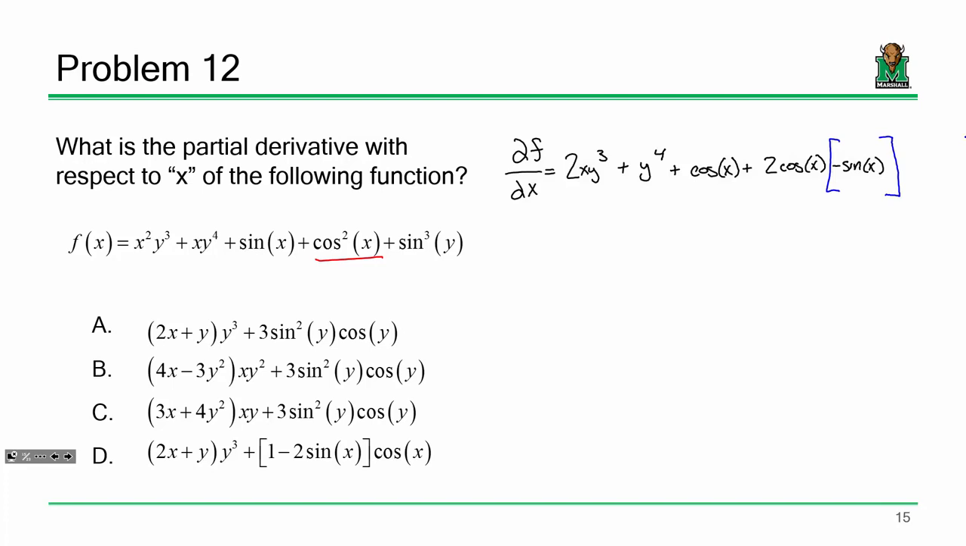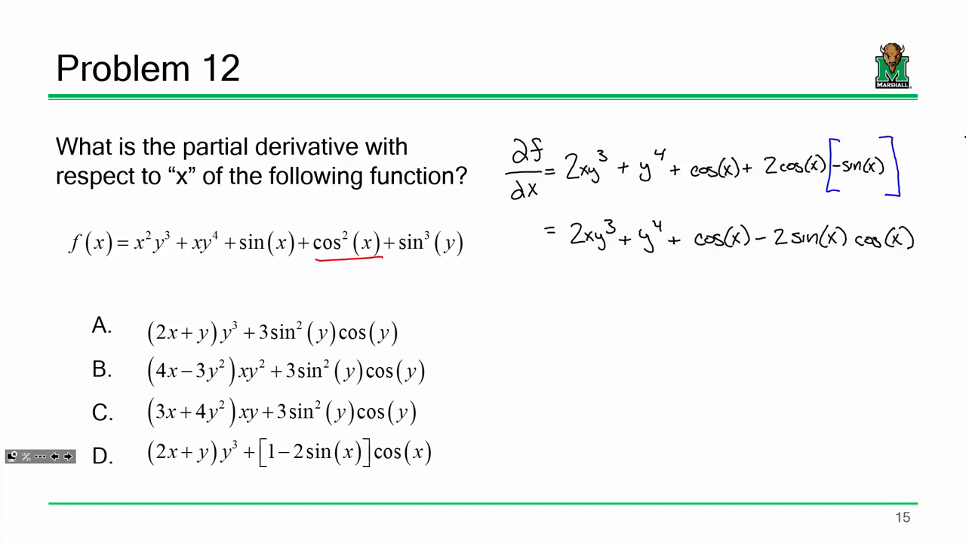Now, what's the derivative of the final term? 0. It's all y's, right? Y is the constant in this expression. So cleaning it up a little bit, I got 2x y cubed plus y to the 4th plus the cosine of x minus 2 sine of x cosine of x. So what we want to do is see if this matches any of these terms here.